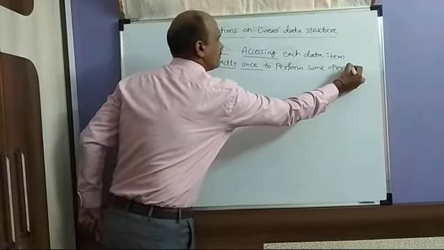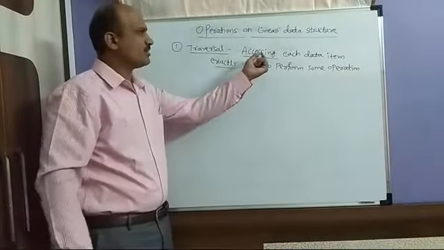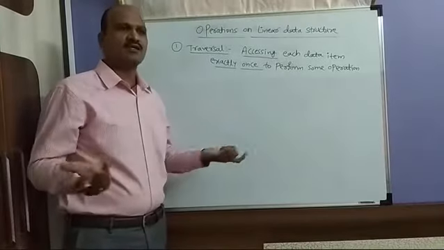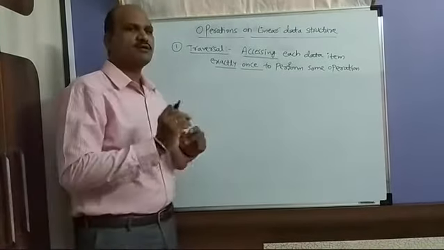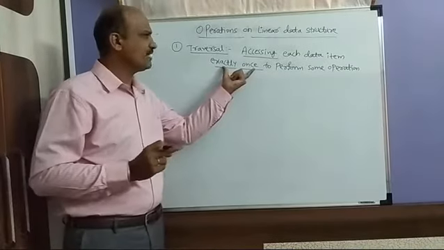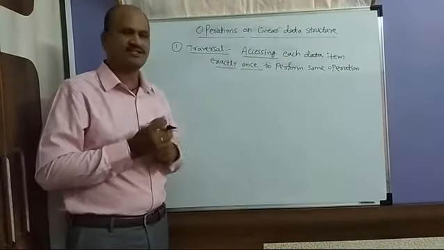You can take any example. It may be one item, it may be a number of items, but all the items should be accessed exactly once. That is the meaning of exactly once. You should access the data.